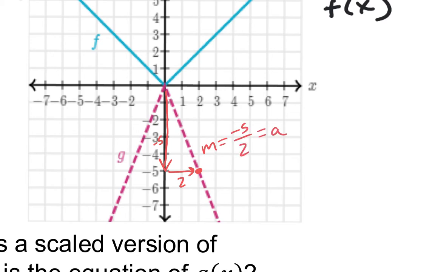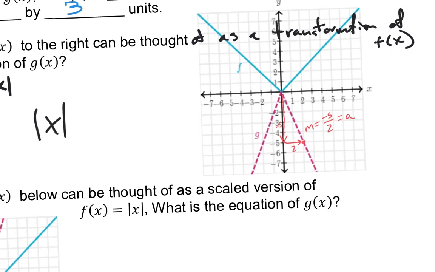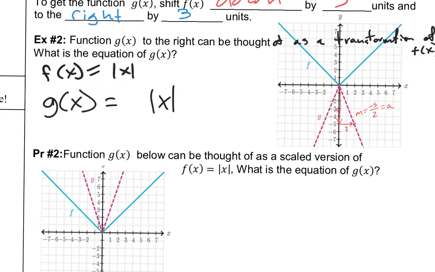That must be our a value, because our a value is always the slope on the right side. So you can see how learning slope from last chapter would be really helpful. Okay, so since that's our new a value, I just go over here and I put the a right in front, negative 5 over 2. And now I've come up with the equation for this function g of x.